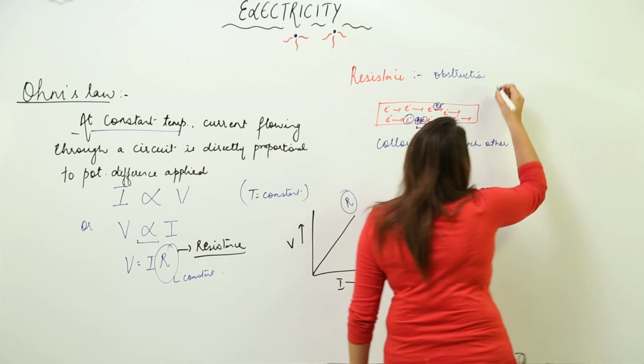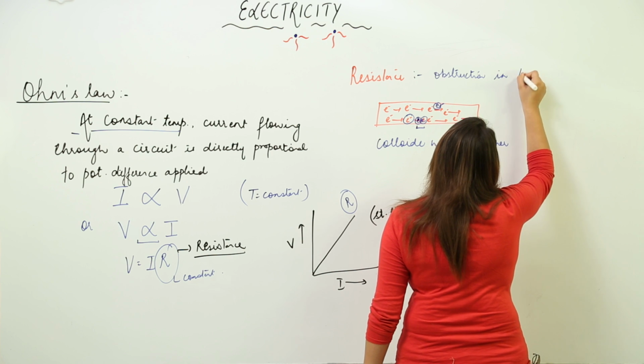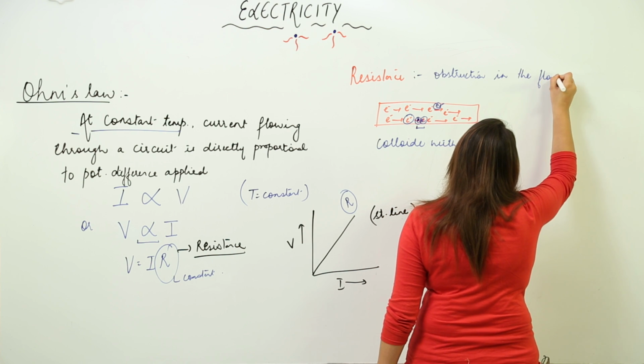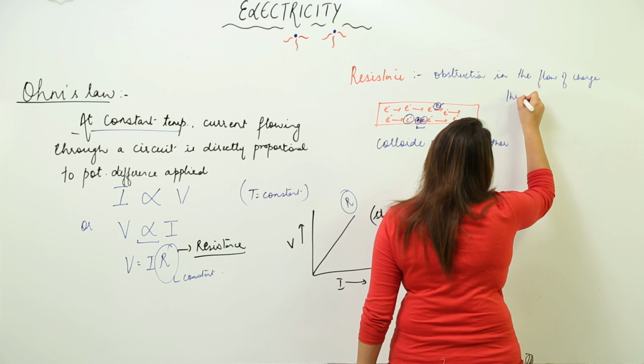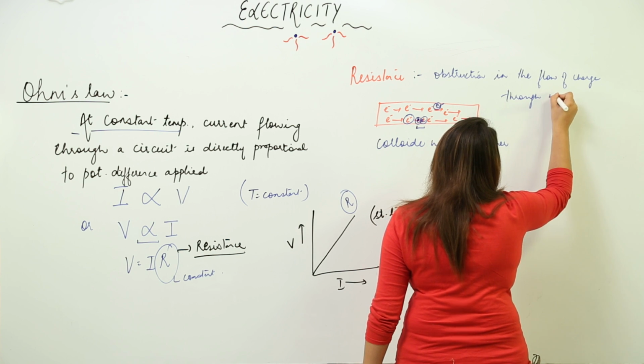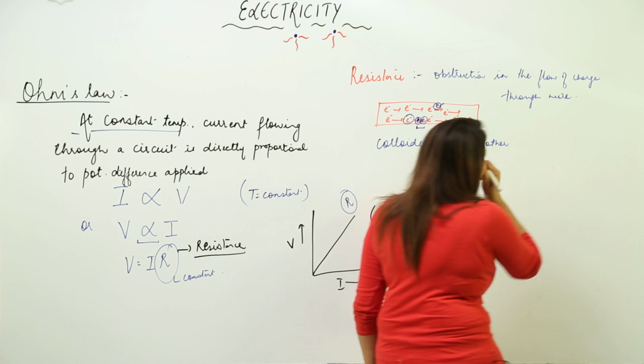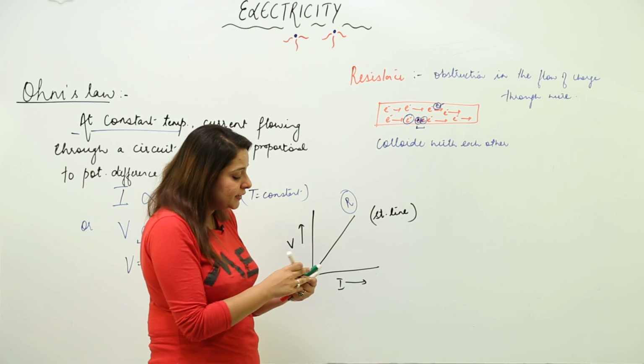Resistance is the obstruction in the flow of charge or electrons through a wire. Now, what is the reason behind it?